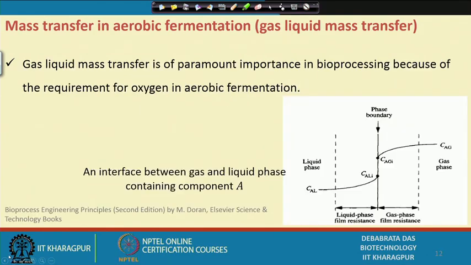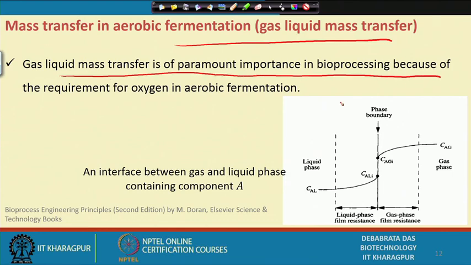Now, let us see how mass transfer takes place in the aerobic fermentation process, that is, gas liquid mass transfer. Gas liquid mass transfer is important in bioprocesses because of the requirement of oxygen in aerobic fermentation. I told you this is the limiting factor as far as biochemical industries or microbial fermentation are concerned. So, this is the gas phase, this is the concentration of oxygen in the gas phase, this is the concentration of oxygen at the phase boundary between the liquid and gas, and this is the concentration at the phase boundary in the liquid phase, and this is the bulk.